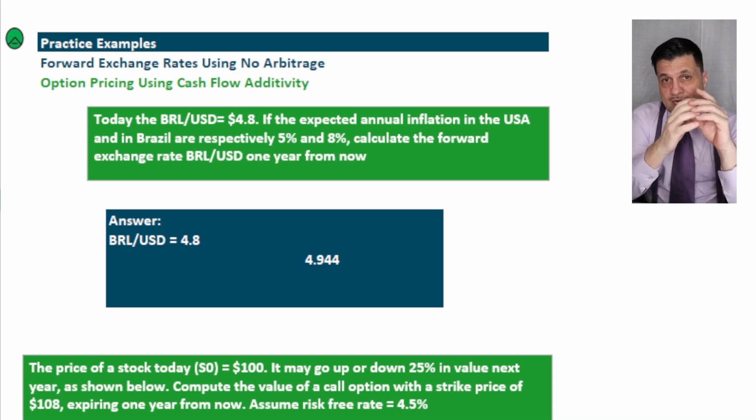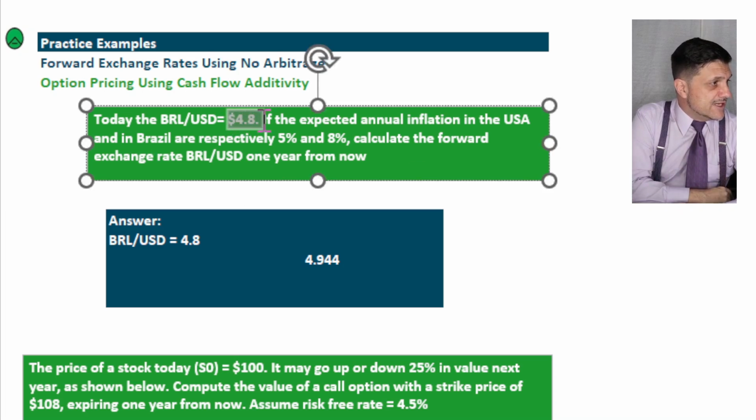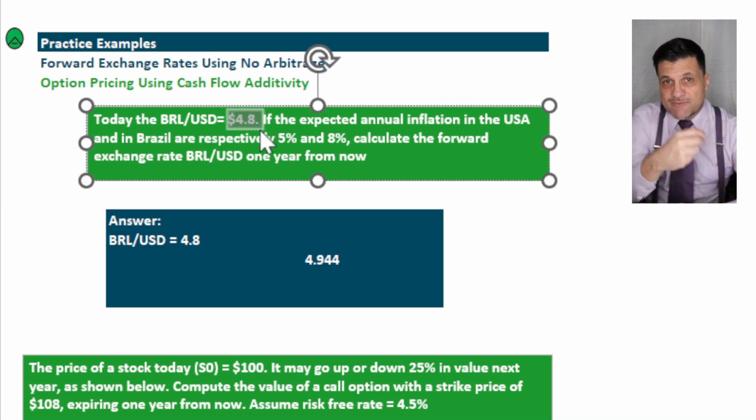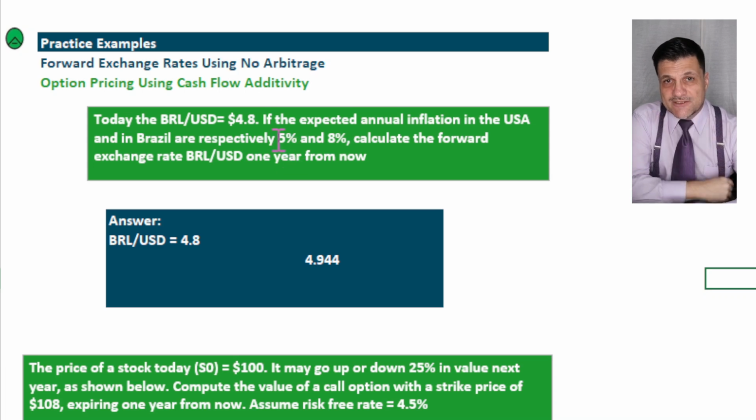Good. Well, now identify that the quote has to go from 4.8, it has to increase. I'm going to need to spend more reals to buy the same dollar a year from now. How much more? The difference in the inflation. In this case, the difference in the inflation is 3%. So the Brazilian real will depreciate 3%.